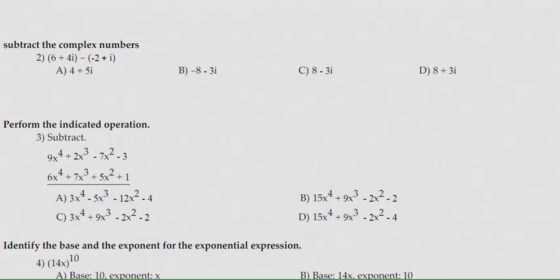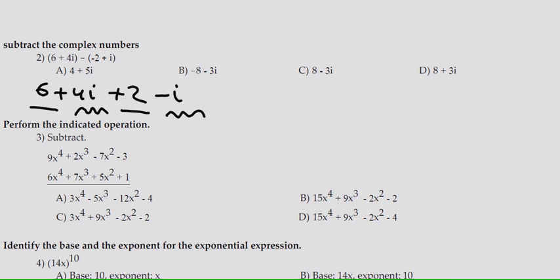Okay? So that would be 6 plus 4i as it is, but I'm going to open the bracket of the next complex number, so it will be minus 2. What's minus 2? It will be plus 2, and then minus i. The plus i becomes minus i, right? And then I'm going to add the real parts together, and also the imaginary parts together.